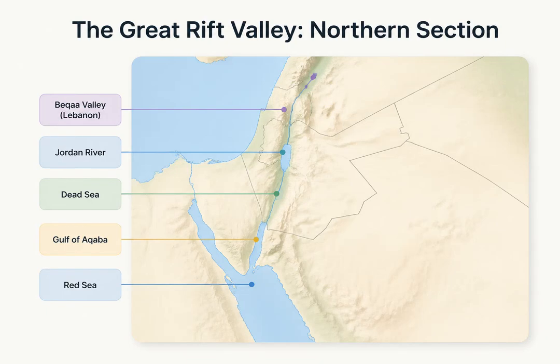If we trace the Great Rift Valley from north to south, its northernmost section forms the Bekaa Valley in Lebanon. Moving farther south, the valley becomes the channel for the Jordan River, which flows down into the Dead Sea on the border between Israel and Jordan. Continuing southward from the Dead Sea, the Rift Depression is filled by the waters of the Gulf of Aqaba and, eventually, the expansive Red Sea.